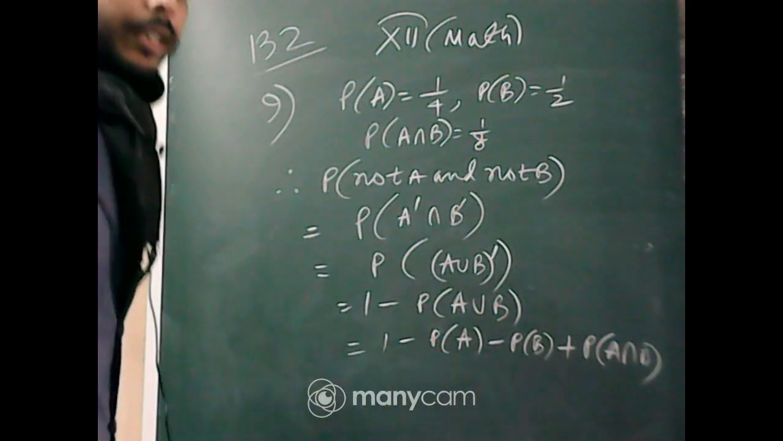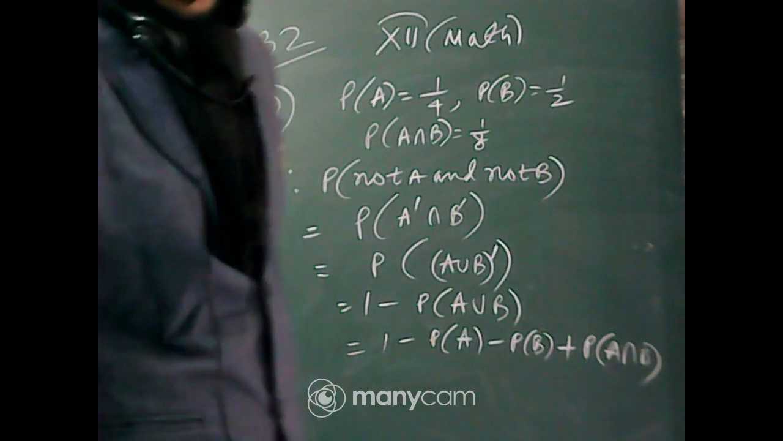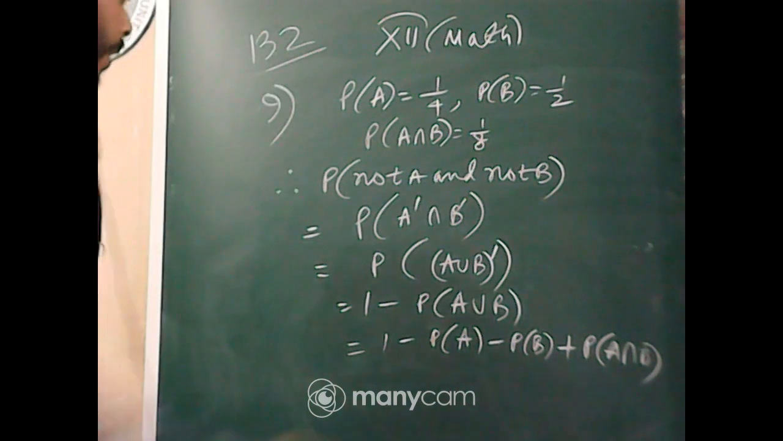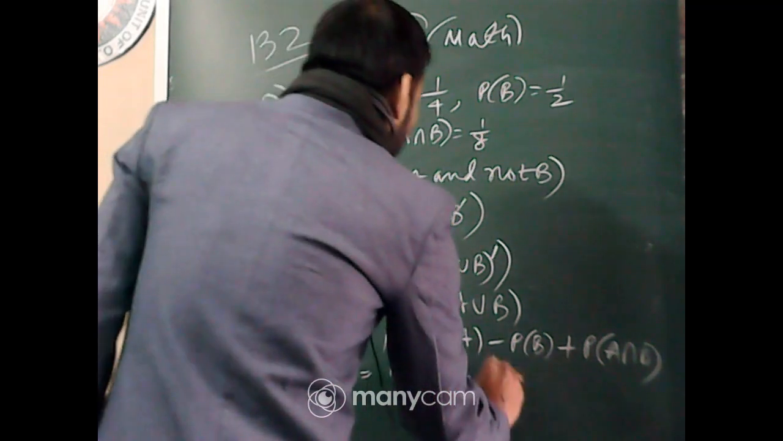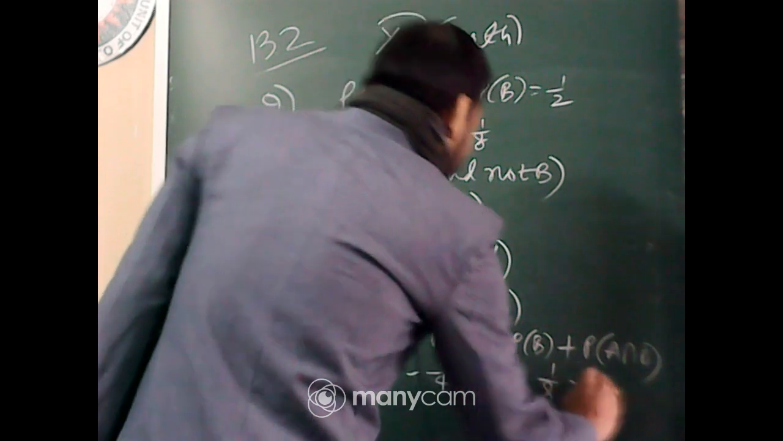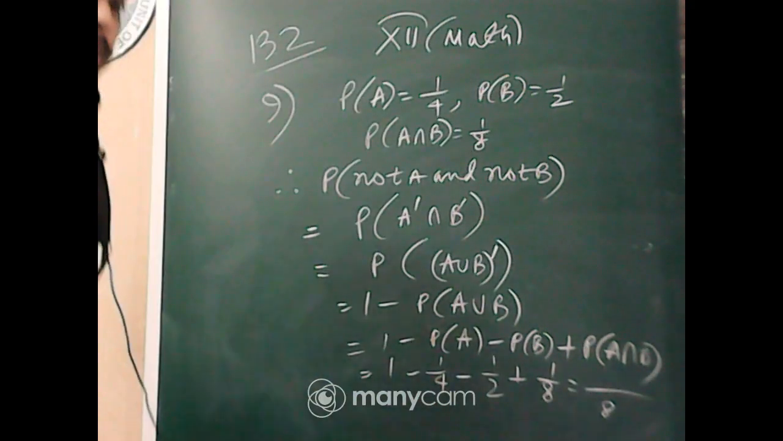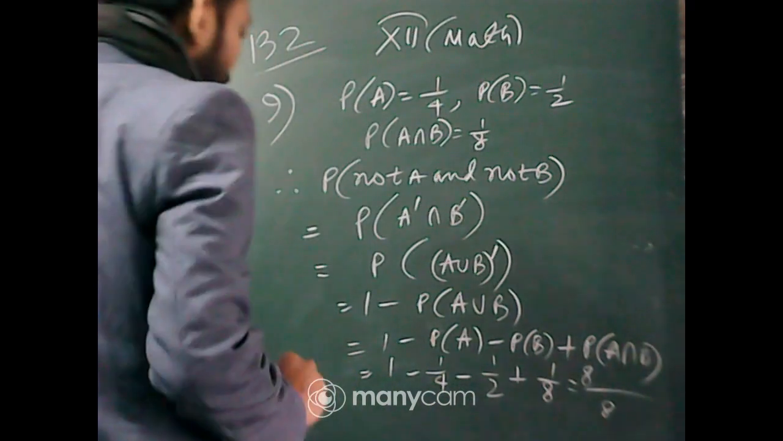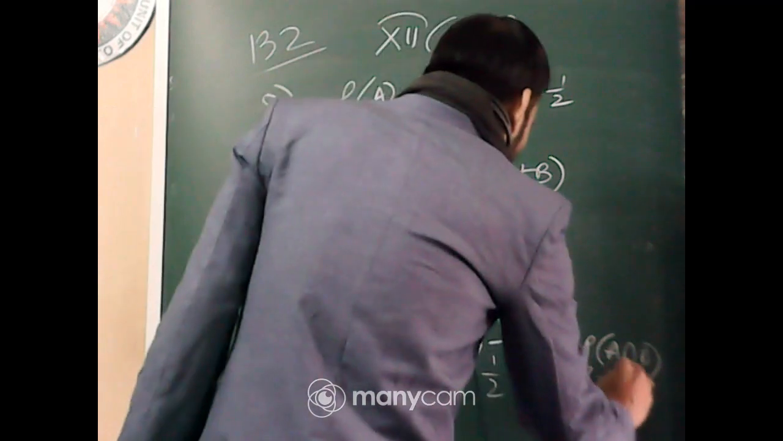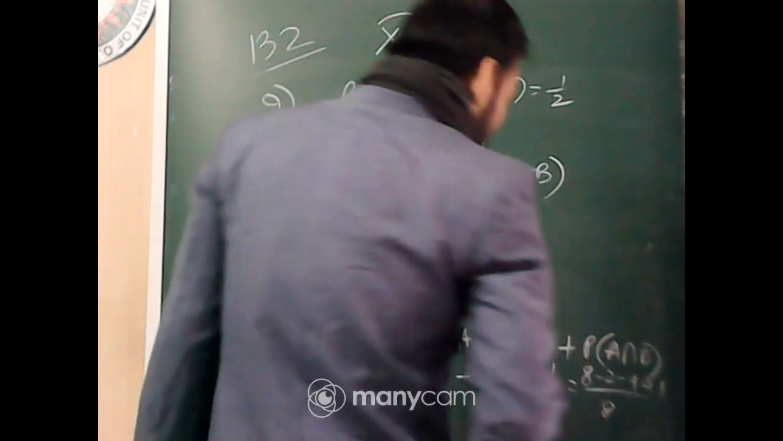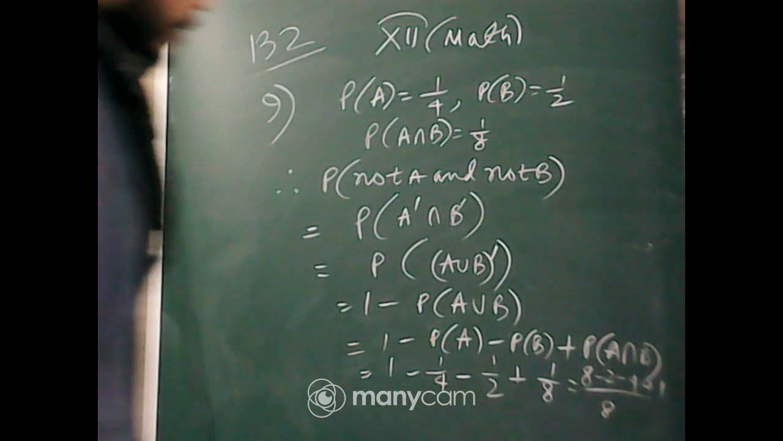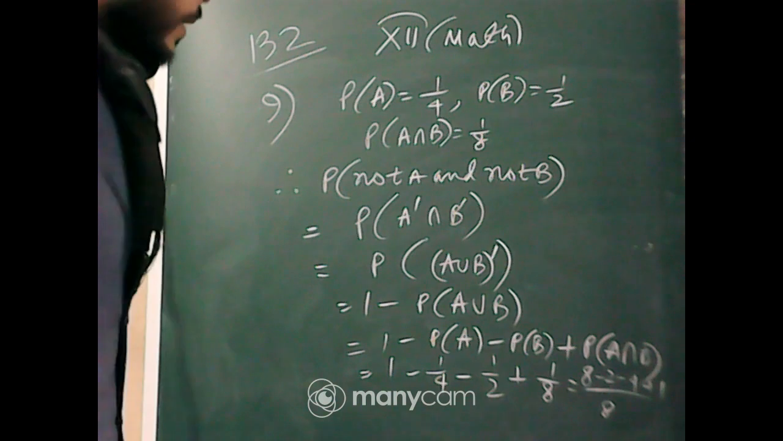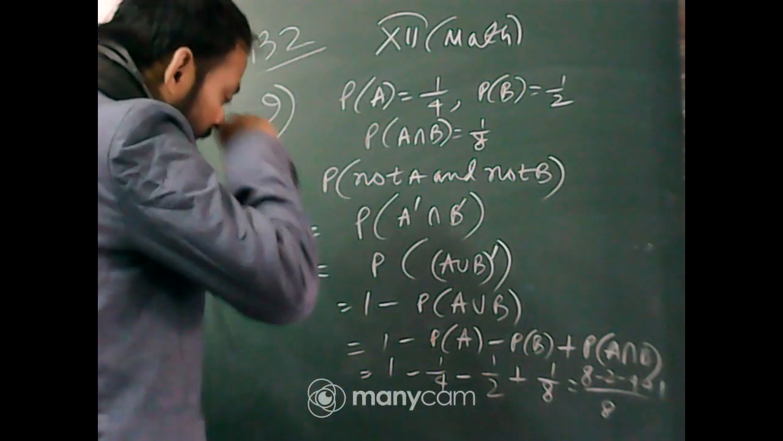Just put the values here. So 1 minus 1 by 4 minus 1 by 2 plus 1 by 8. That means calculate it. LCM will be 8 in the denominator, then 8 minus 2 minus 4 plus 1. I think it is 3 by 8. Is it 3 by 8? I think the answer is 3 by 8.